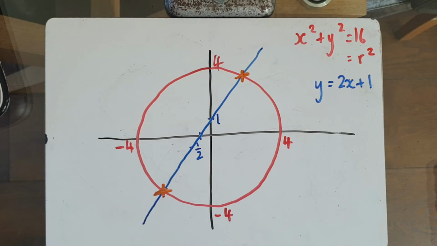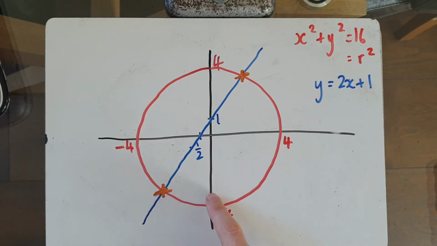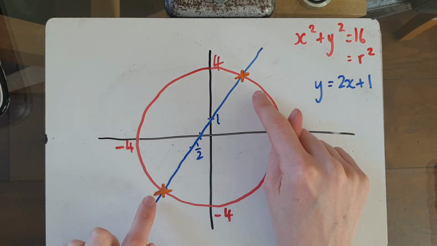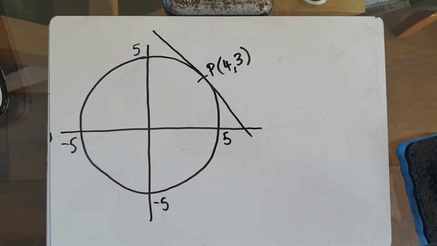Now obviously I don't have the measurements on my graph, so I can't read off the values, but you would read these values off. You would read off the y coordinate and the x coordinate of this point. You would read off the x coordinate and the y coordinate of this point, and those 2 points would give you your solutions to those simultaneous equations.